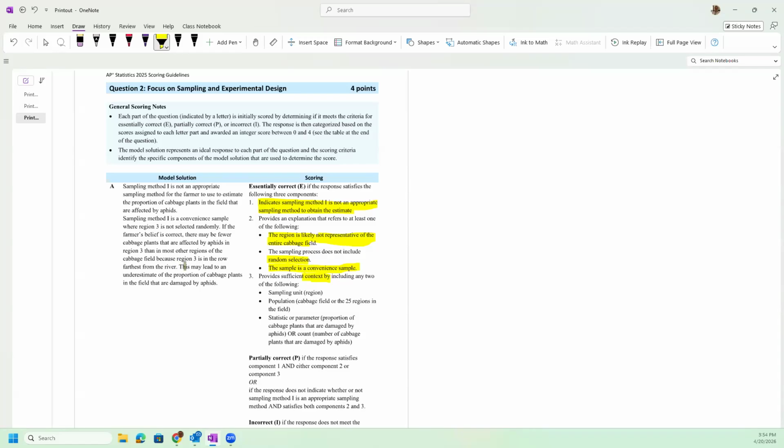Notice they weren't, in this case, looking for that underestimate part. There wasn't anything in here that really talked about the underestimate part. However, it's part of the model solution, so that kind of answers the question that was asked. Any questions there in that first question?